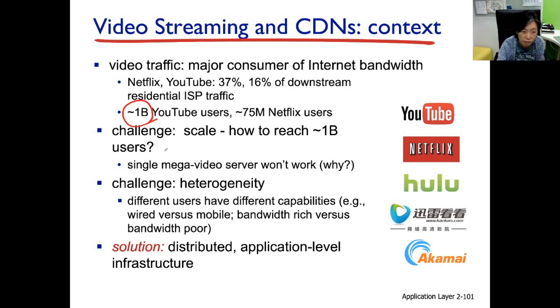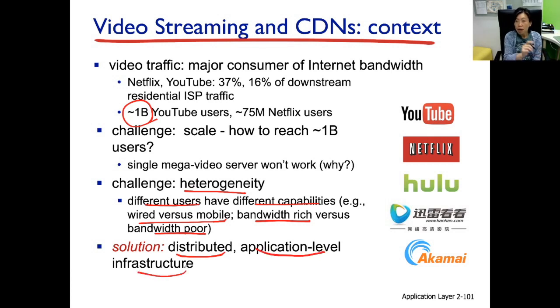All right, so we do have this other challenge here, heterogeneity. Different users will demand different qualities because we have different capabilities. Some of us are stationary, some of us are mobile. Some of us have a lot of bandwidth to download videos, but some of us don't. So to address the demand and the heterogeneity in these users, the solution is to use CDN, which is a distributed application level infrastructure. We'll definitely talk about CDN more later.